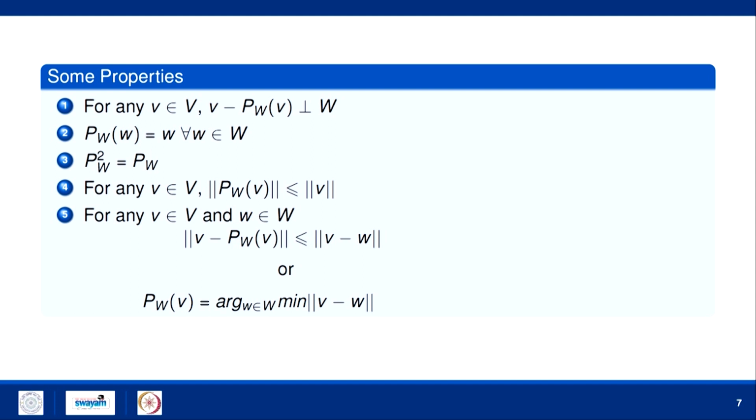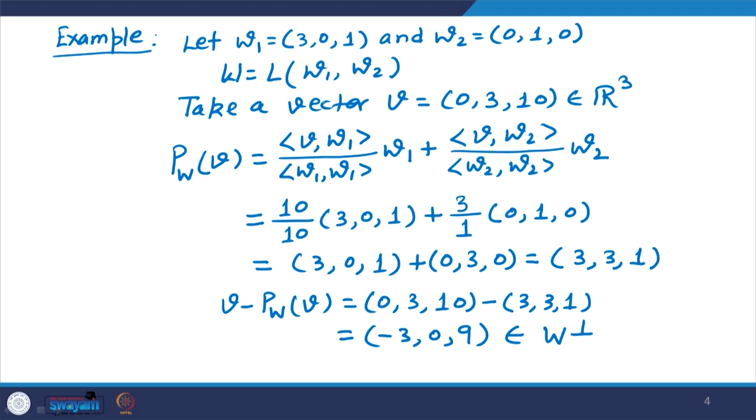Now, we have several properties of orthogonal projection. The first property is, for any v belonging to capital V, the vector v minus PWv is orthogonal to W. You can see here, as we have calculated, this is v minus PWv. This vector is orthogonal to W1 as well as W2. You can easily verify: 3 into minus 3 minus 9 plus 9 is 0. Similarly here, 0 plus 0 plus 0. So, this v minus PWv is orthogonal to W1 as well as W2, so it is orthogonal to W.